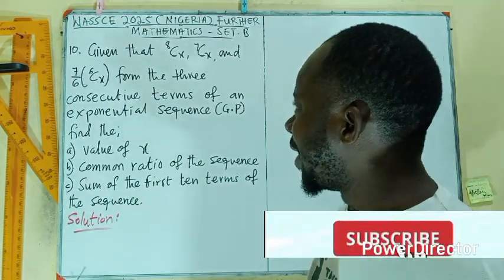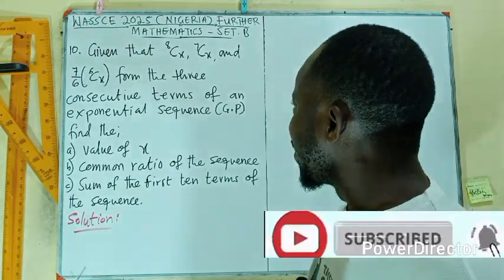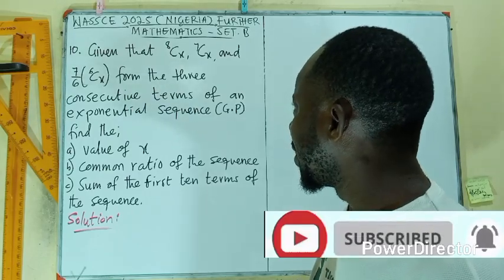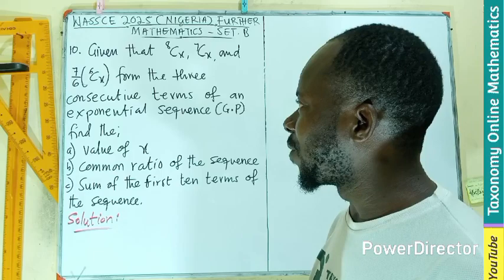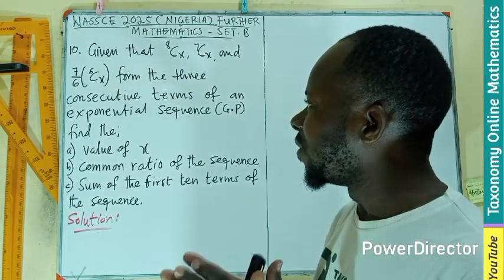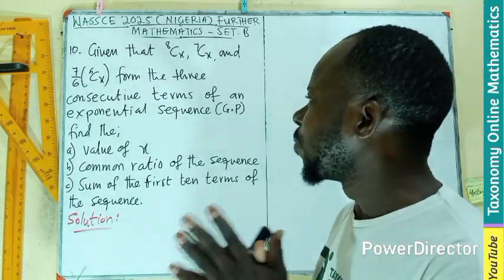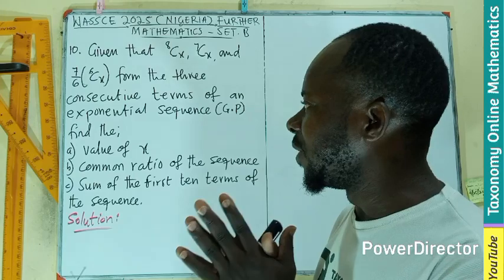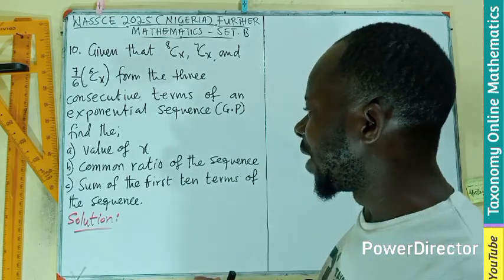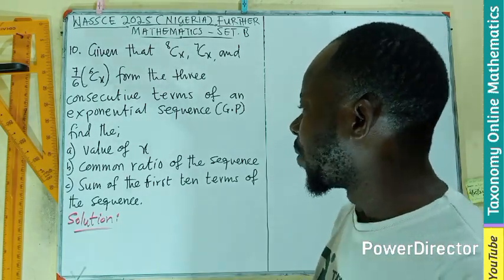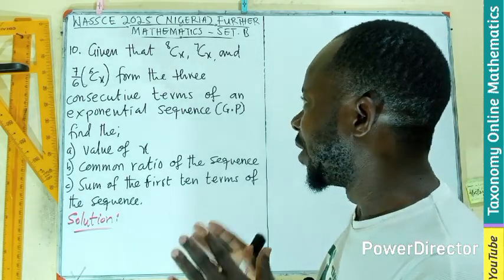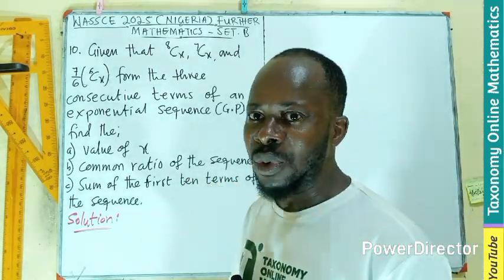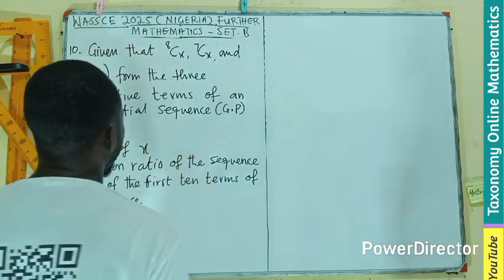Given that 8 combination x, 7 combination x, and 7 to the power 6 multiplying 6 combination x form the 3 consecutive terms of an exponential sequence, which is a GP, we have to find the value of x, the common ratio, and the sum of the first 10 terms of the sequence. So let's pick the ideas we know about the exponential sequence.